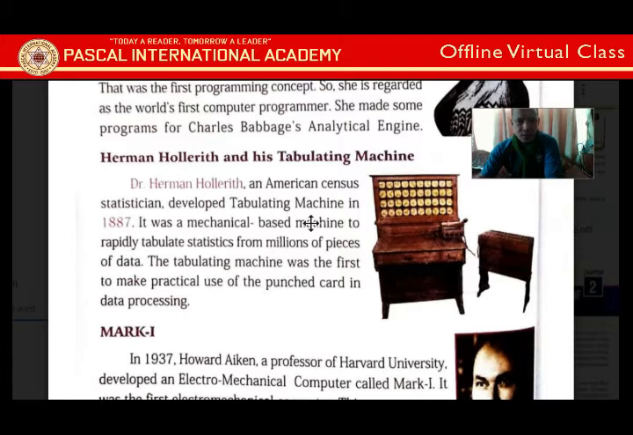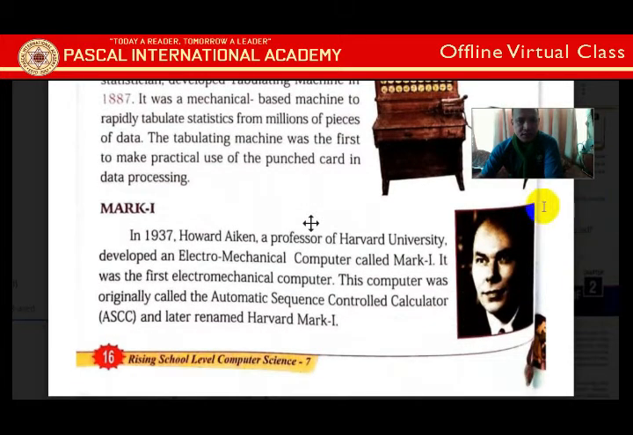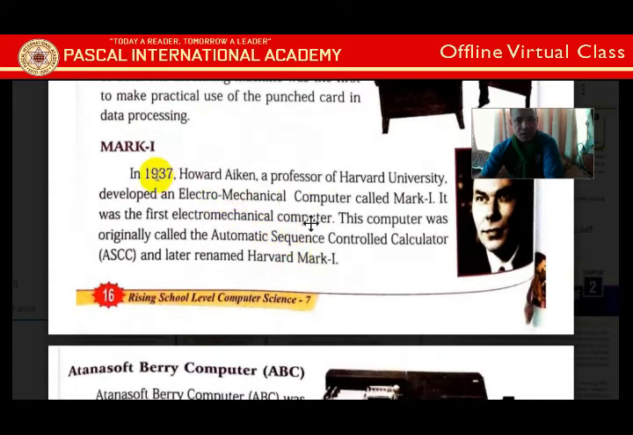Okay, so let's start another one, that is Mark First. In 1937 Howard Aiken, a professor at Harvard University, developed an electromechanical computer called Mark First. It was the first electromechanical computer. Electromechanical means mechanical parts that can be run by electricity, like today's computer, which doesn't work without electricity. Mark First is the same. It was invented in 1937.